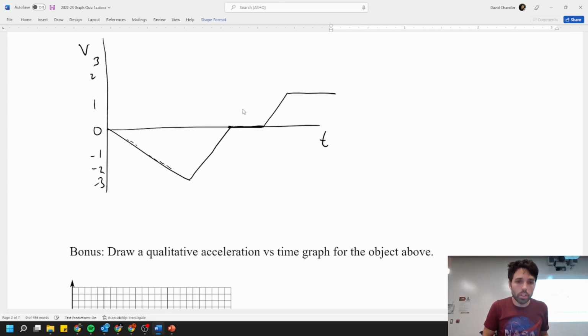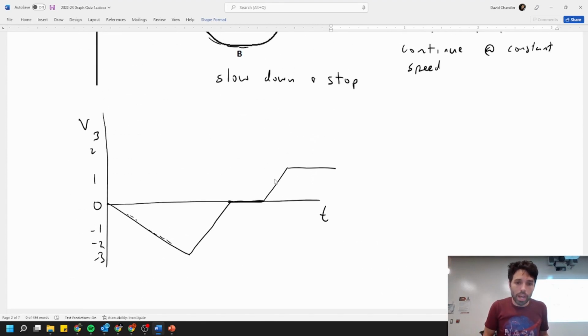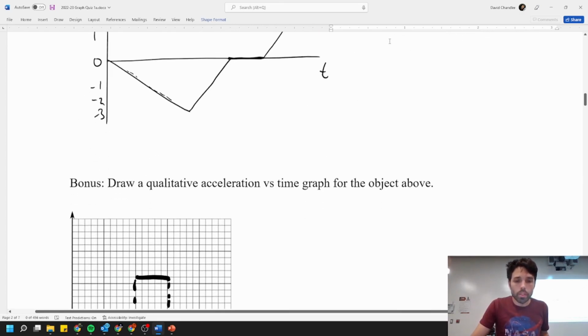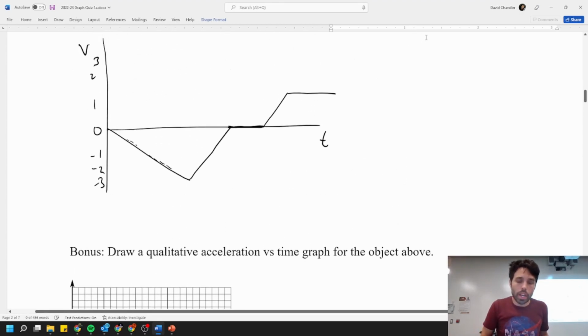Then we have no acceleration here. We're at 0, a flat line. So we got a 0. And then we're going to have some positive slope here. So we go up, up here to the positive area again. And then when we're at a constant speed here, there's no slope there either, so we go back down to 0.